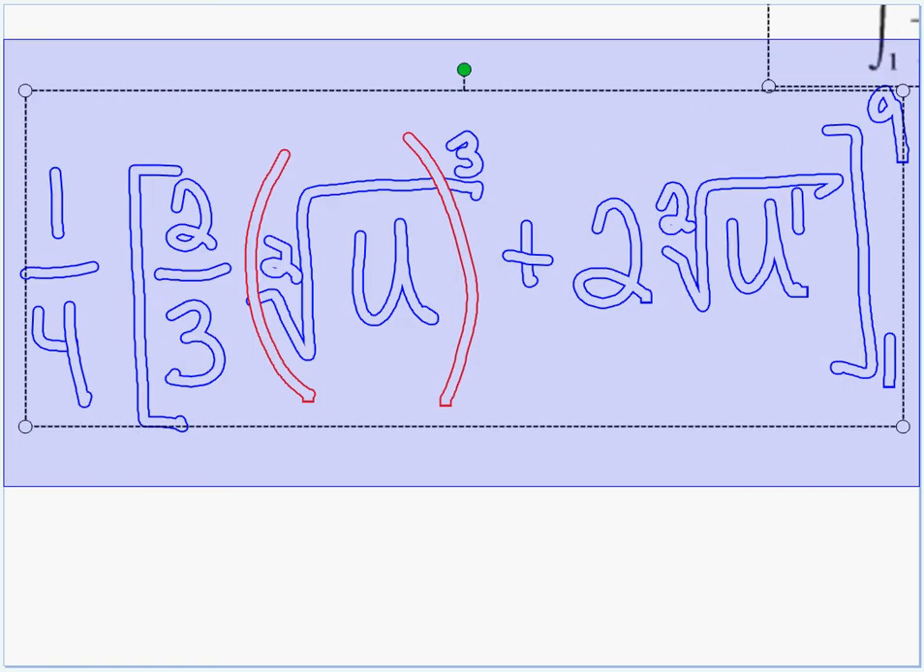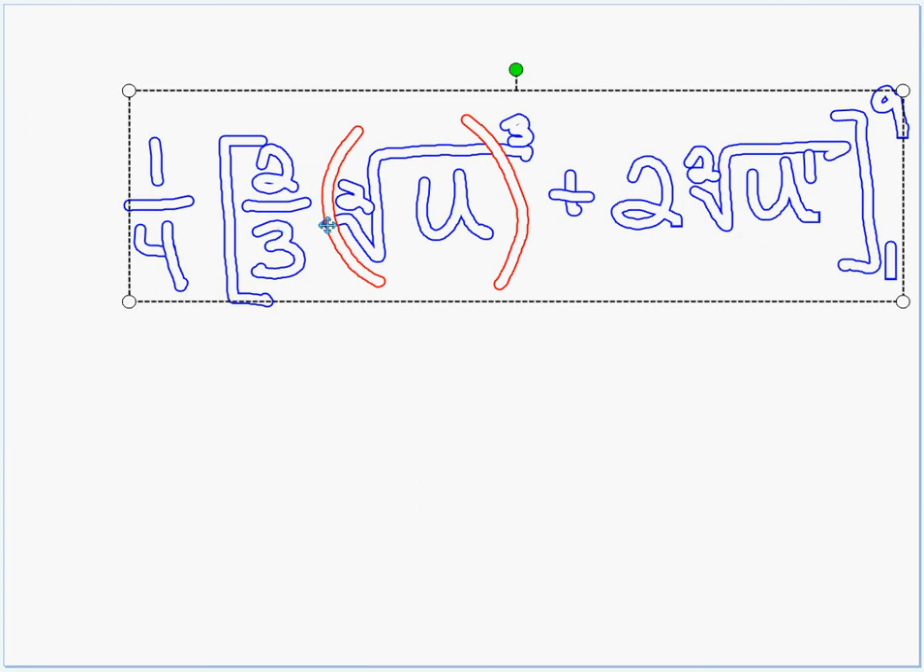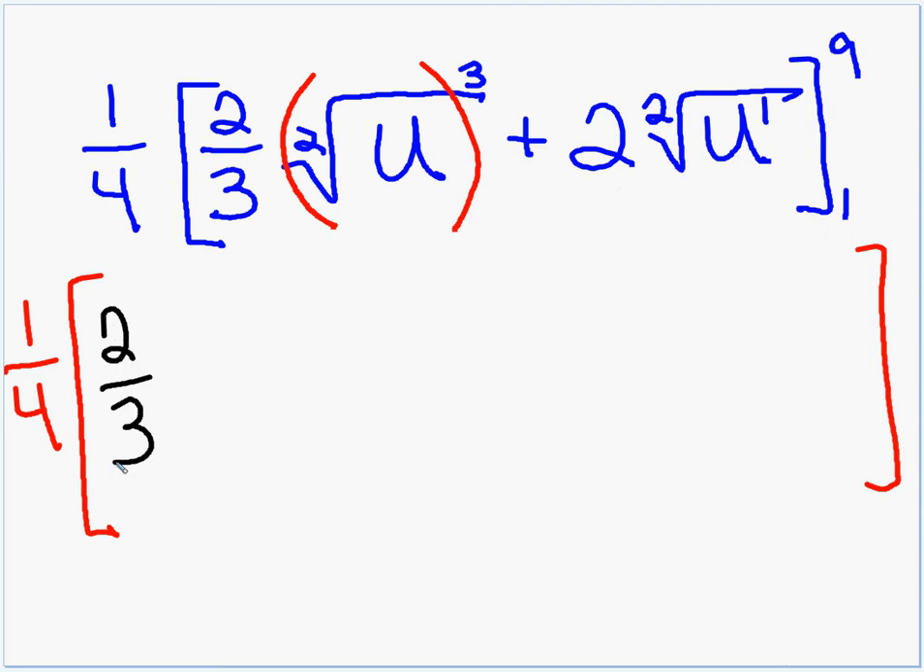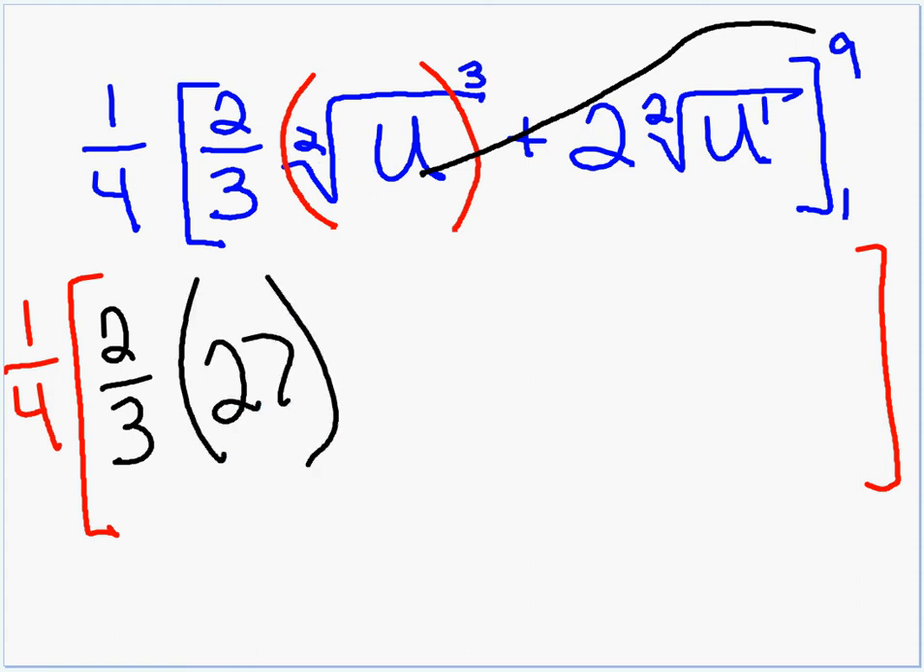The 9 is going to jump in first, so I'm going to put this 1/4 way out here, and then we'll do all our fundamental theorem inside. So we've got this 2/3, and then the 9 is going to jump in. The square root of 9 is 3, and then that 3 to the 3rd power is 27. And then the 9 is going to jump in here, plus 2 times the square root of 9, which is just 3. So that's 2 times 3. I'm just going to write it as a 6. So there is our upper limit evaluated. Let me clear these out.